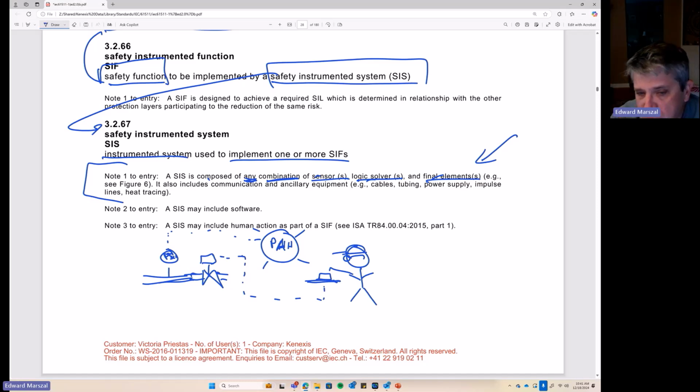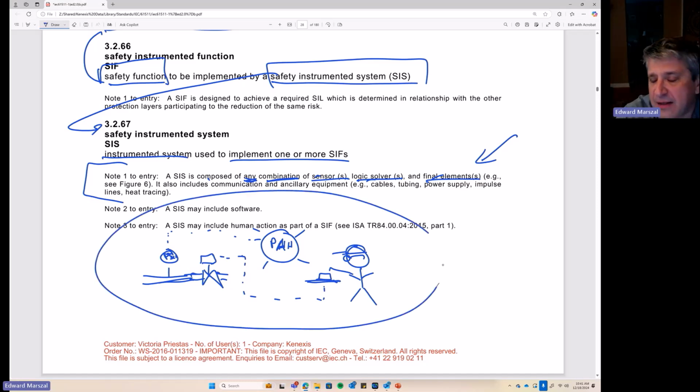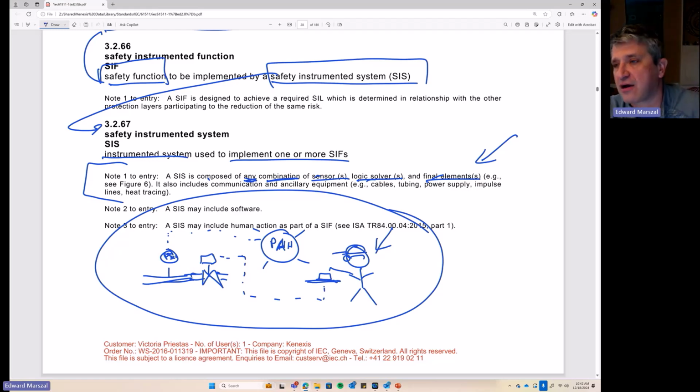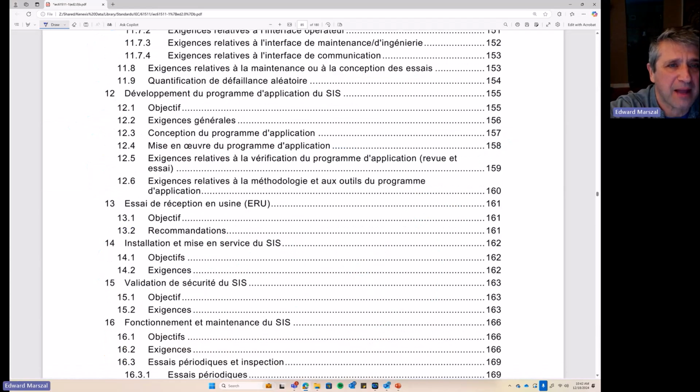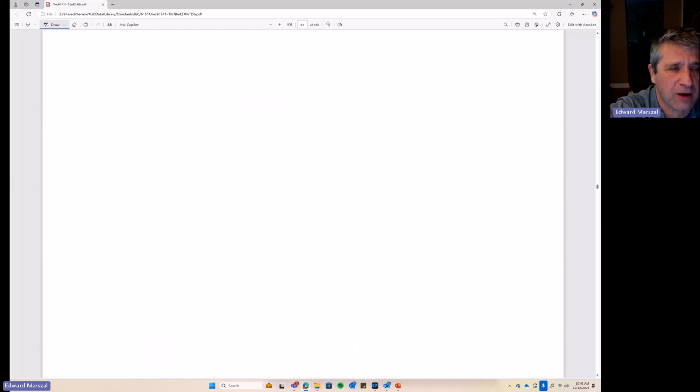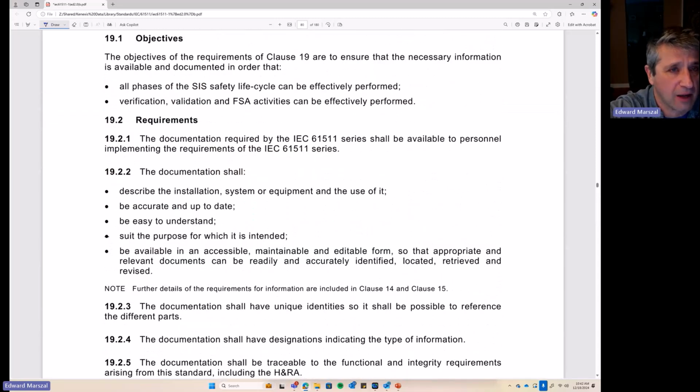If you're going to treat this, and I don't recommend it, if you're going to treat this like a safety instrumented function, then guess what? That guy right there is your logic solver. And you need to include that person as the logic solver in your SIL verification calculation. Let me move back up now to clause 11.9 and look at this again.